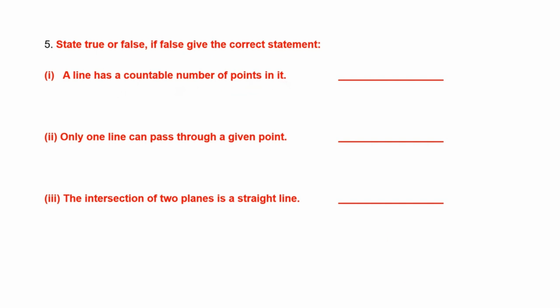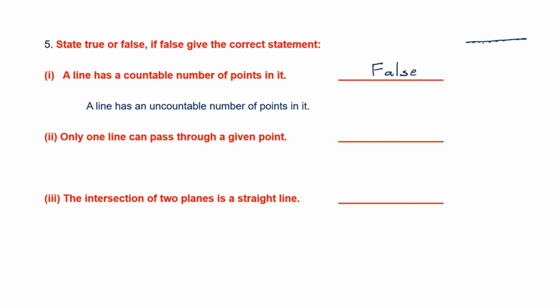Now, if you draw a line, there are many points on it. So this statement is false because a line has an uncountable number of points in it. So the statement is false. And the correct statement we've already shown. A line has an uncountable number of points in it.